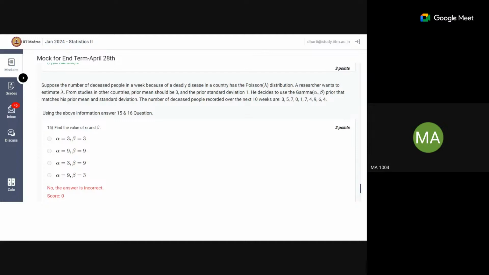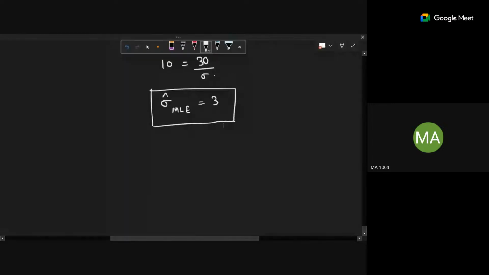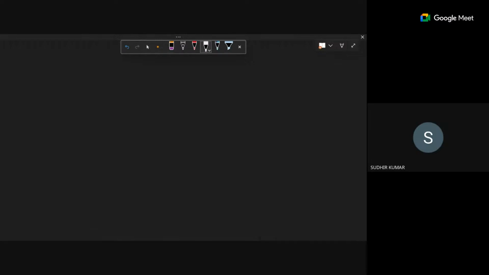Do you have any idea from the question how to get the values of alpha and beta using this much information? How did you approach this? Ma'am, did not get the third and fourth statement. Okay, let me just.